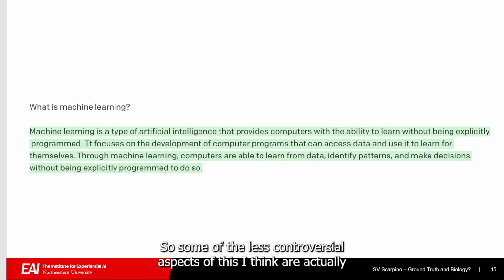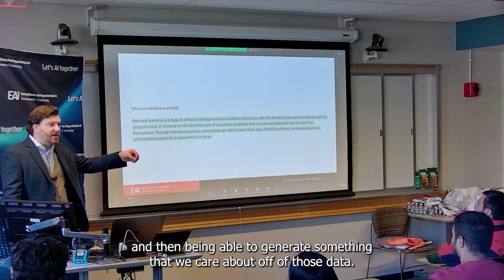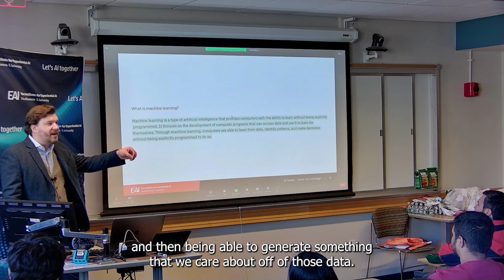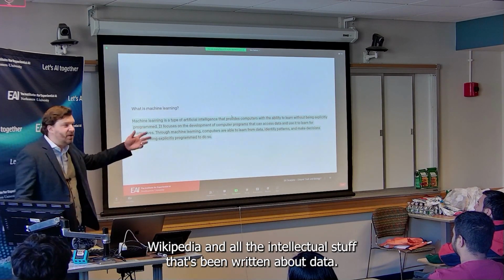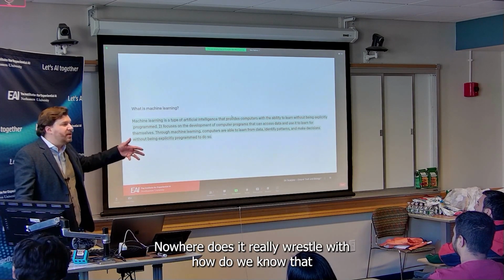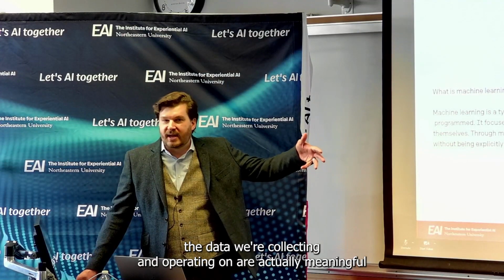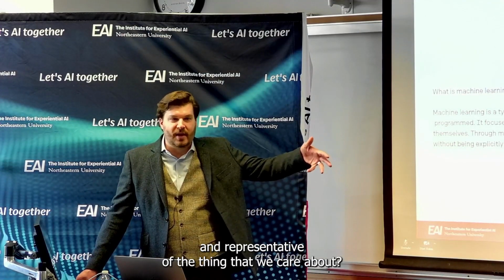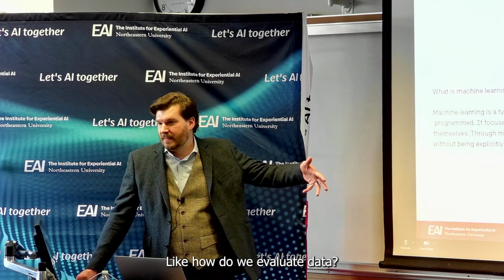So some of the less controversial aspects of this, I think, are actually fundamentally the most challenging here, which is it's all about learning from data and then being able to generate something that we care about off of those data. But nowhere in this definition, and it got this definition off of Wikipedia and all the intellectual stuff that's been written about data, nowhere does it really wrestle with how do we know that the data we're collecting and operating on are actually meaningful and representative of the thing that we care about. Like, how do we evaluate data?